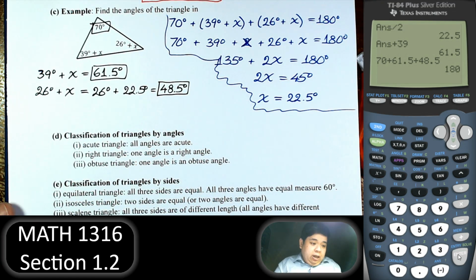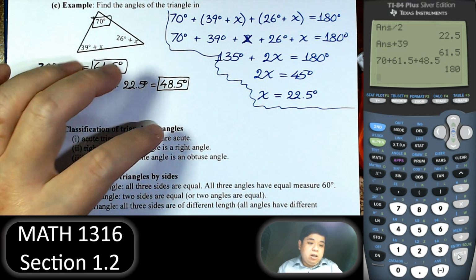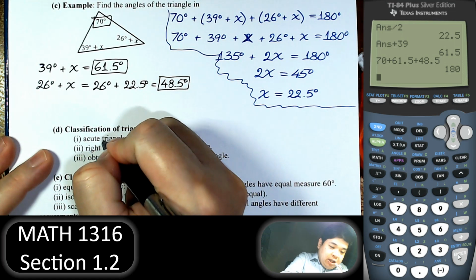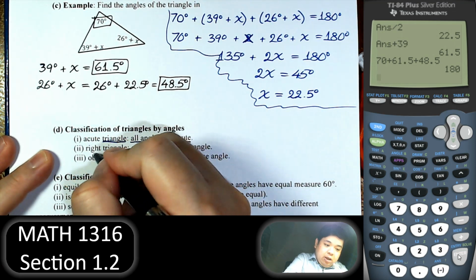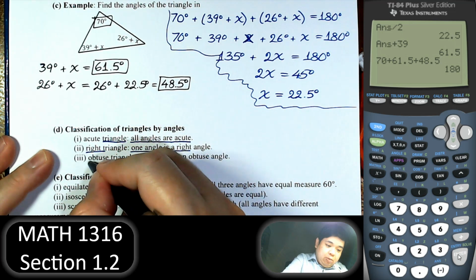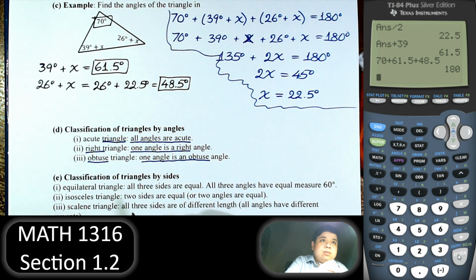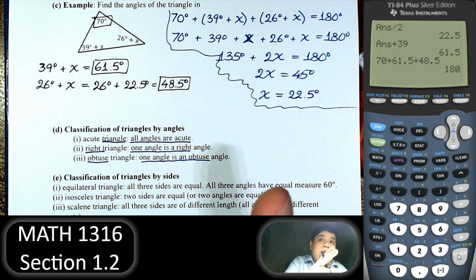Classify triangles. Triangles can be classified by angles or by size. In terms of angles, we have acute triangle, meaning all angles are acute. The right triangle, when one angle is a right angle, and obtuse, where one angle is obtuse. Because they add up to 180, they cannot have two or more right angles. Same thing for obtuse.